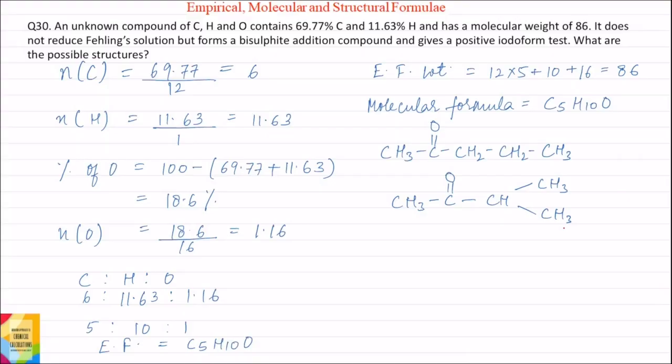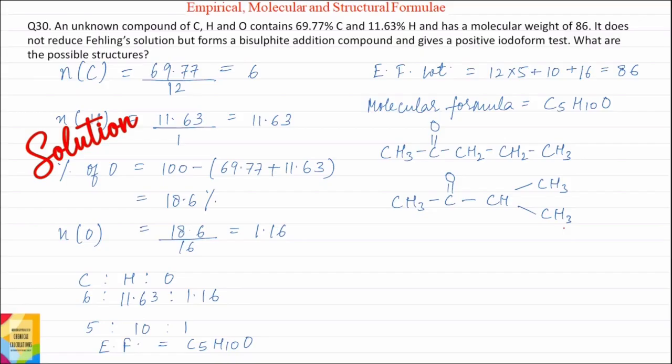Question 30. An unknown compound of carbon, hydrogen and oxygen contains 69.77% carbon and 11.63% hydrogen and has a molecular weight of 86. It does not reduce Fehling solution but forms a bisulfite addition compound and gives a positive iodoform test. What are the possible structures?